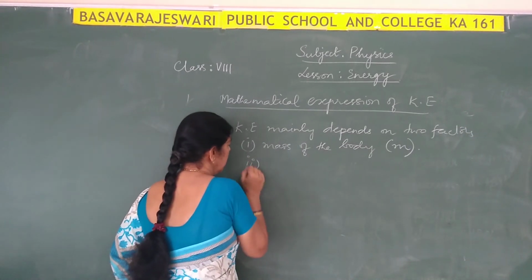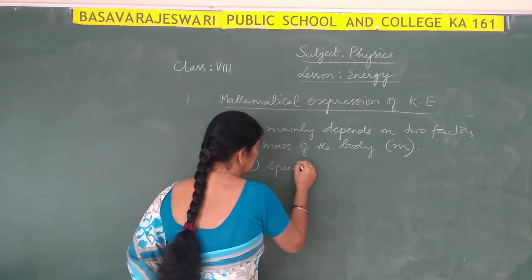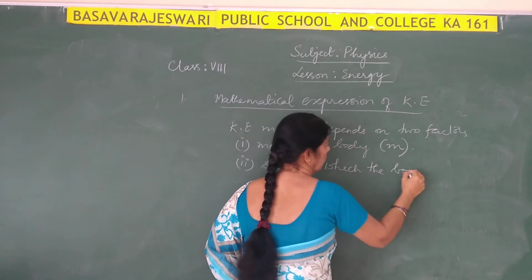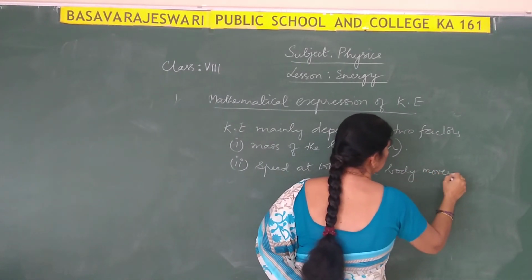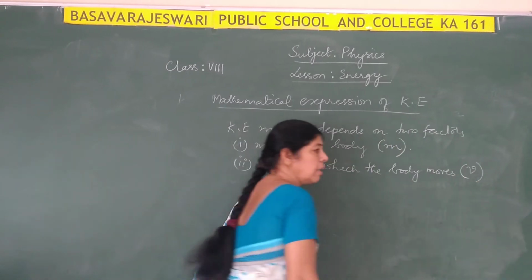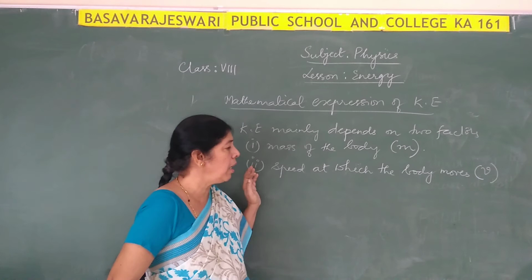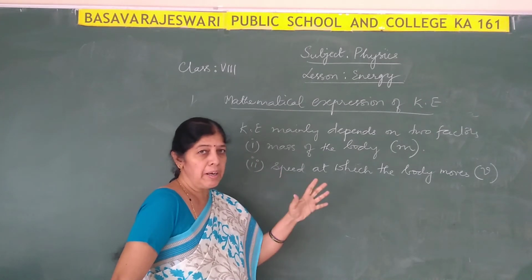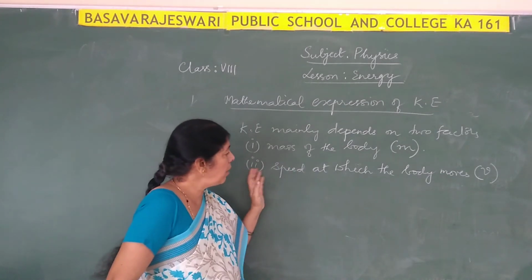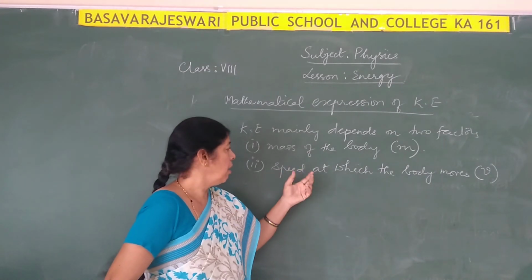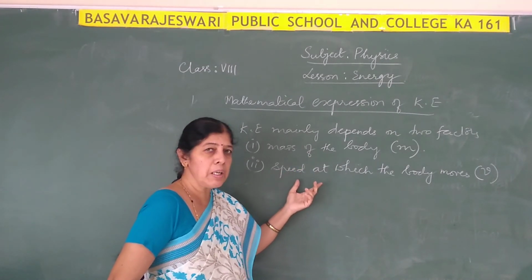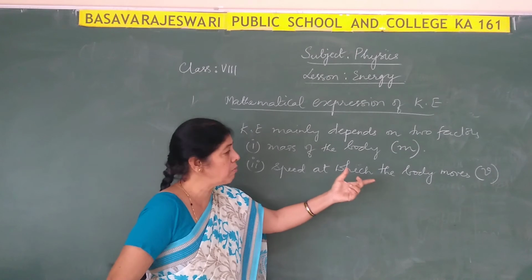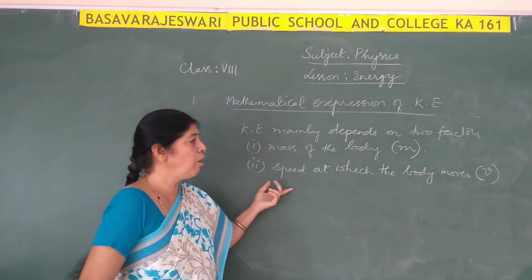The second factor is the speed at which the body moves. That is denoted by the letter small v. Now, here instead of taking s for speed, I have taken v. Why? Because speed in a particular direction becomes velocity. So either you can call it speed or velocity. If you are considering a body traveling in a particular direction with a particular speed, then we call that speed velocity, because velocity has some direction along with the magnitude.